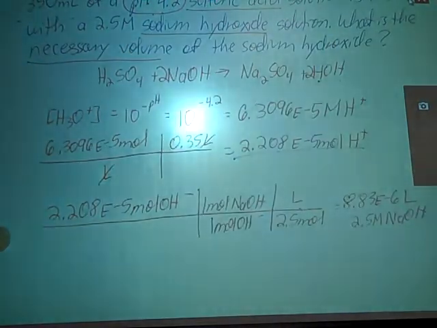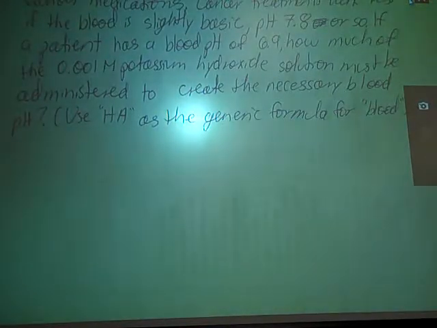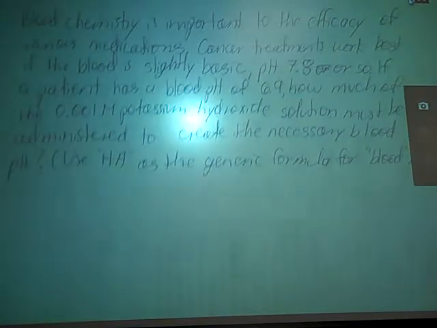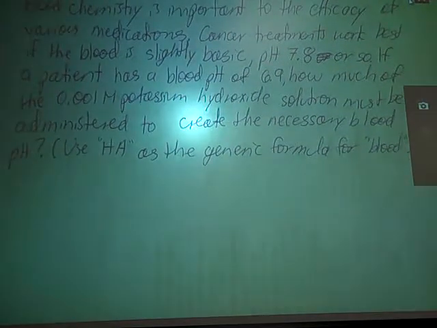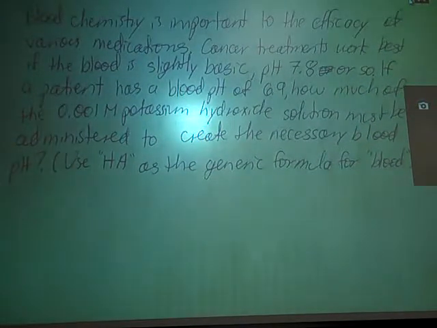So that's one example for you of a neutralization problem involving the pH. Here's the second one. Let's see if we can get this one done before my time runs out. So this one is a bit more of a story, and it's partially true. Since I make these up off the top of my head, I'm not really sure if the numbers are right, but it is true that blood chemistry is dependent on pH. So this one says that blood chemistry is important to the efficacy of various medications. Cancer treatments work best if the blood is slightly basic, pH of 7.8 or so.